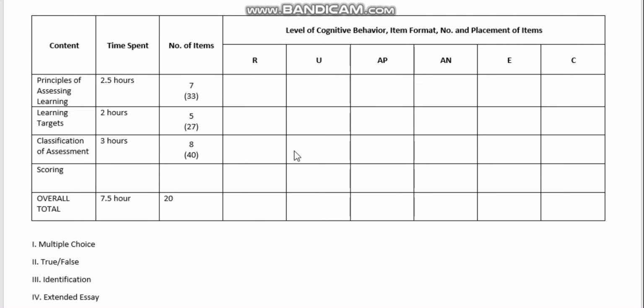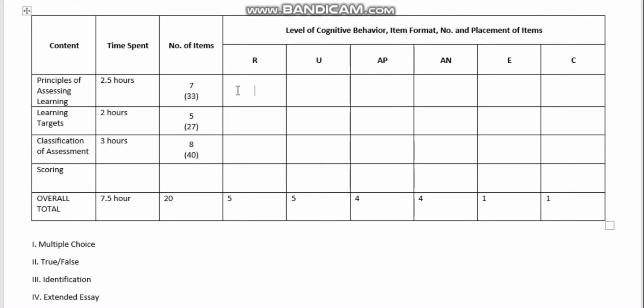Now it is our choice with regard to the placement of items. Let us say for remembering, we want 5 items, 5 items also for understanding, application is 4 items, 4 items for analysis, evaluation is 1 item, and 1 item for creating.